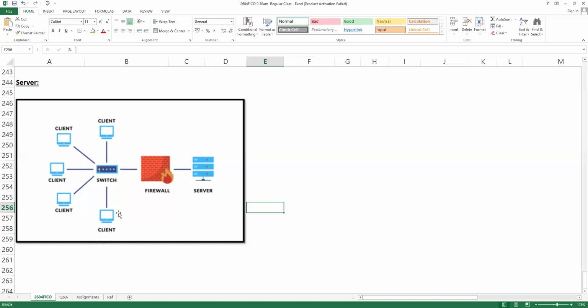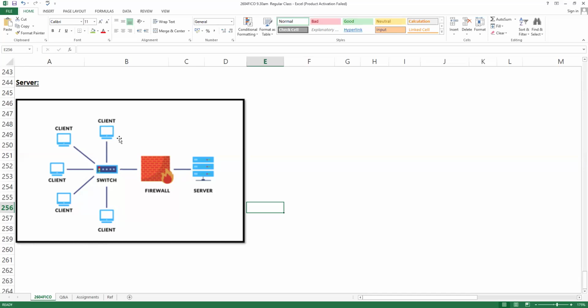What is this? What is this image saying? Okay, I will help you. Yesterday we discussed the server, right? In this image, the client is nothing but different user IDs.